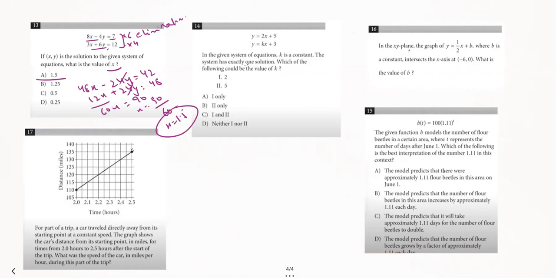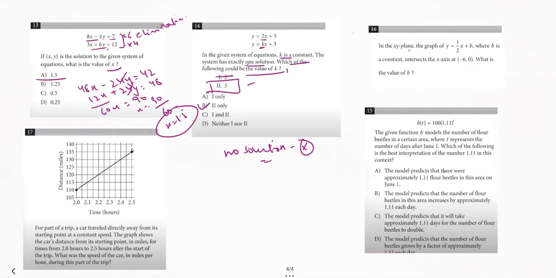Now coming to this. In the given system of equations, k is a constant. The system has only one solution. Which of the following could be the value of k? Now, one thing to look at: when we say that there is no solution, we equate the coefficients. But since it says there is one solution, we won't be using that one. It means that it's not 2. So which one would it be? It would be 5. So 2 only.